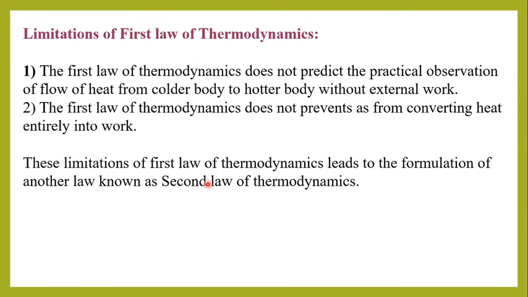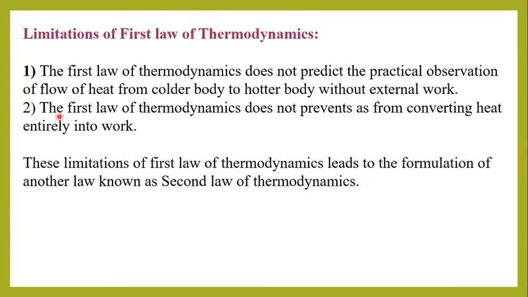So next we are going to see the limitations of first law of thermodynamics. The first law of thermodynamics does not predict the practical observation of flow of heat from the colder to hotter body without external work. According to the first law, heat may on its own flow from an object at higher temperature to one at a lower temperature. This is possible practically. But according to the first law, heat can also on its own flow from an object at lower temperature to one at higher temperature. Therefore, this is said to be the limitation of first law of thermodynamics, that it cannot predict the practical observation of flow of heat from the colder body to hotter body.